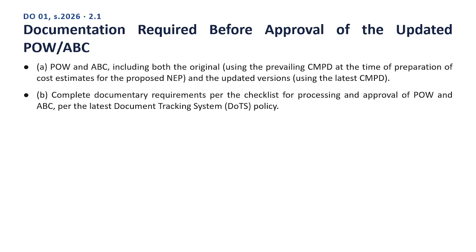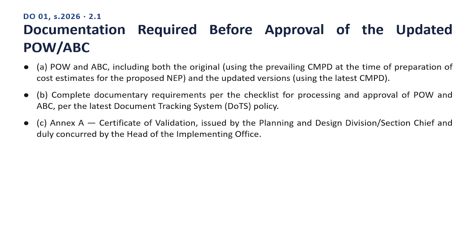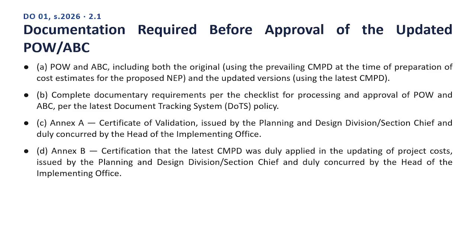Point 3. C. Annex A. Certificate of validation, issued by the Planning and Design Division, Section Chief and duly concurred by the head of the Implementing Office. Point 4. D. Annex B. Certification that the latest CMPD was duly applied in the updating of project costs, issued by the Planning and Design Division, Section Chief and duly concurred by the head of the Implementing Office.